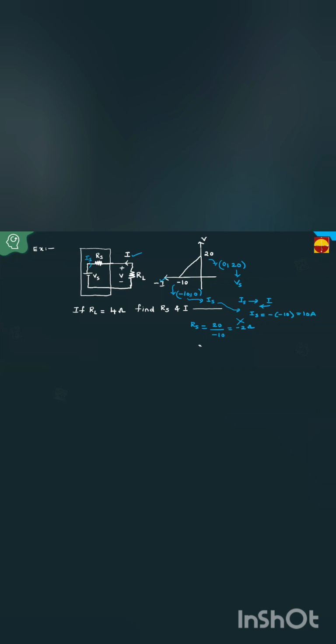Now you have to substitute. Then 20 by 10, this is equal to how much? 2 ohms. Rs equal to 2 ohms. Okay. Now you have to calculate this I value. Then I equal to Vs by Rs plus RL. Vs is how much? 20. Rs is how much? 2. RL is how much? 4.